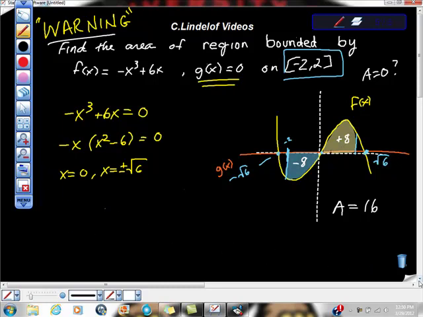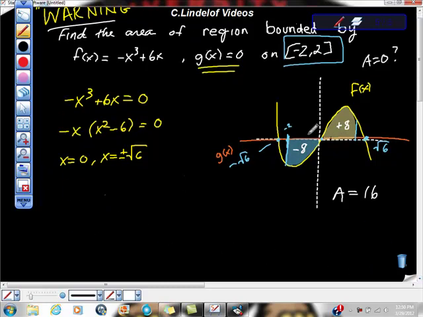You have to figure out which function is on top of which in each interval. So g of x is this function. Isn't it true that from this point to this point, from -2 to 0, g of x is on top, and f of x is on the bottom? It's down here, isn't it? So we just set up our interval.